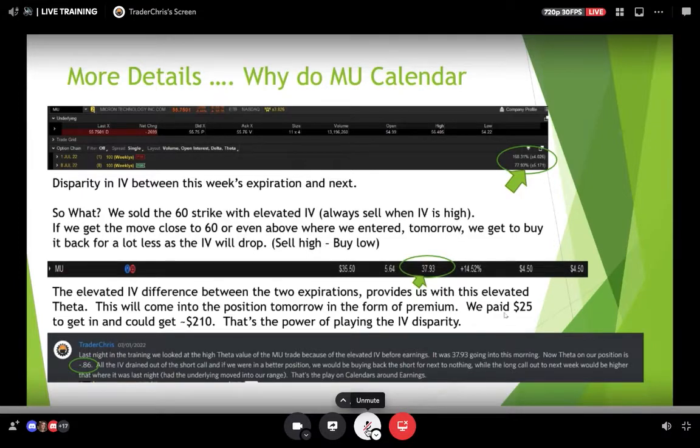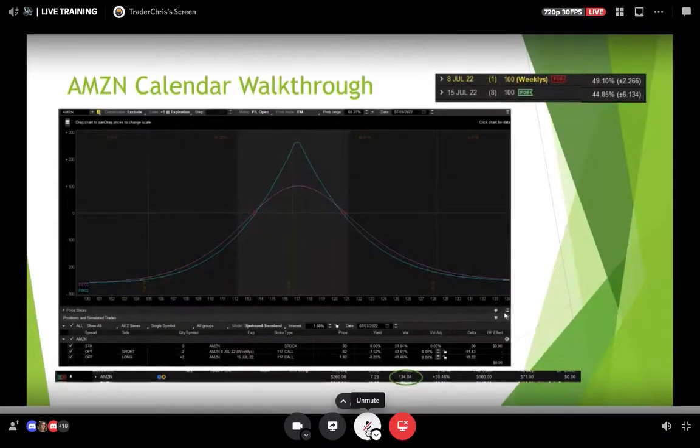And surprisingly, at the beginning of the week, we had like a Hail Mary with the long call out to this Friday. And I think it's going to limp along and might get there tomorrow, but all of the premium has been drained out of that call. So unless it went to 70 tomorrow, we wouldn't be able to get much for it. Okay? So now let's look at Amazon.